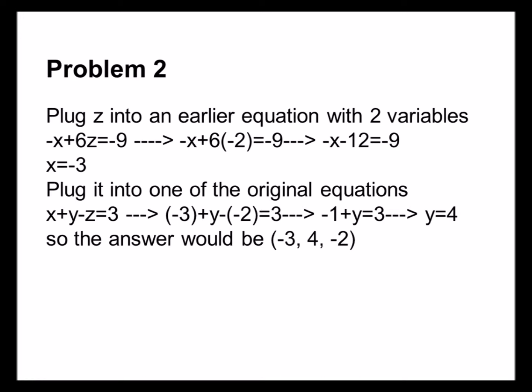We'll do the easiest one, x plus y minus z equals 3. That would become negative 3 plus y minus negative 2 equals 3, and that would end up equaling y equals 4. So the answers would be negative 3, 4, 2... Negative 2. Oh, that makes more sense.